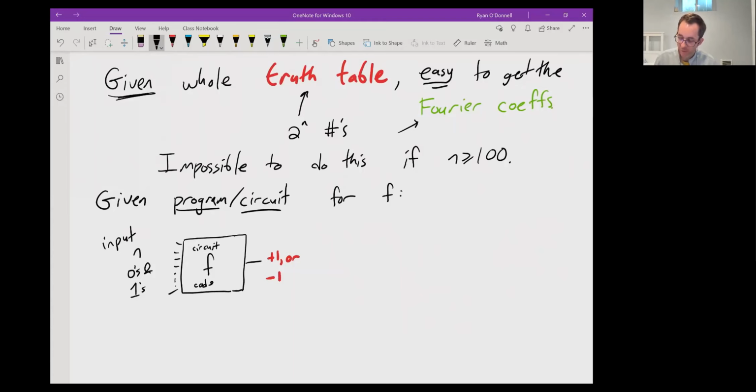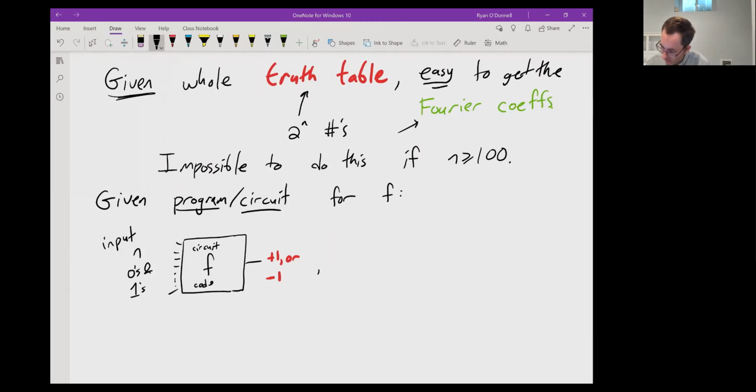You might ask, okay, if this is how you have your function, can you get the Fourier coefficients? Again, please take my word for it that this is something you're going to care about. I'll explain why shortly. And obviously the answer is no, because you can't just list them out. If n is 100, there's 2 to the 100 of them. You could never write down 2 to the 100 numbers. But there is something you can do.